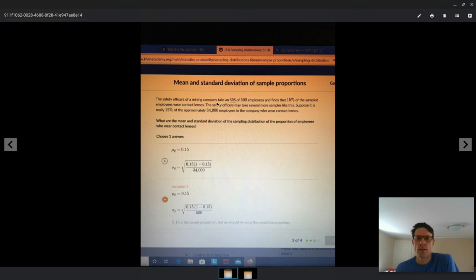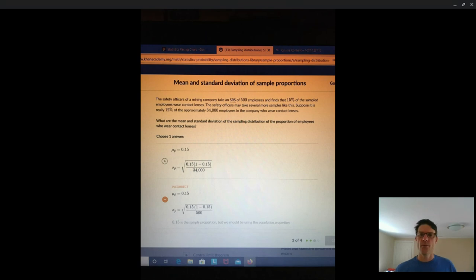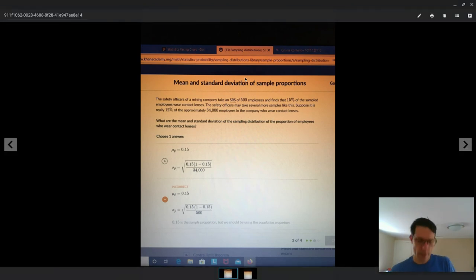Okay, so back to our situation here, the safety officers are taking samples and they find in the first one that 15% wear contact lenses, and they're going to take another sample of 500 employees and they might find out that only 10% wear contact lenses in that sample. So you get a whole bunch of different samples, right?